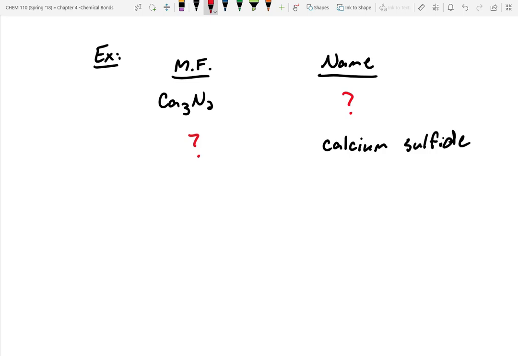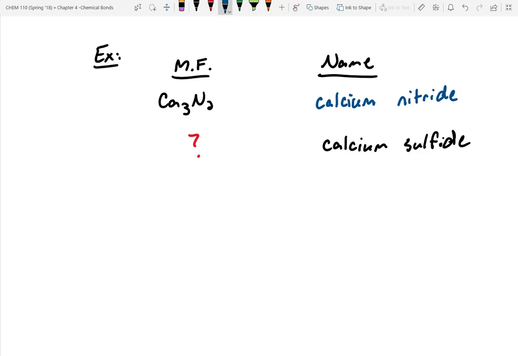See a show of thumbs. Who thinks they got it? A few people? Want to start with the easy one? We'll go from the molecular formula to the name. So what would the name be for Ca3N2? Be calcium. That's the cation. It goes first. We don't need to say tricalcium. It's implied. All right, and then what goes next? Nitride. So you don't need to say dinitride, it's implied there.